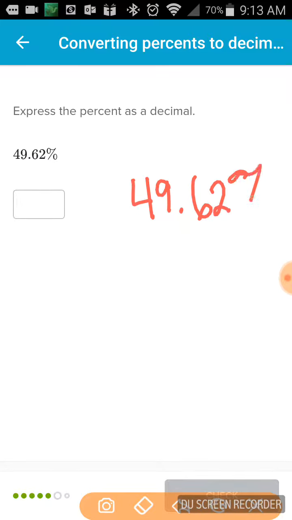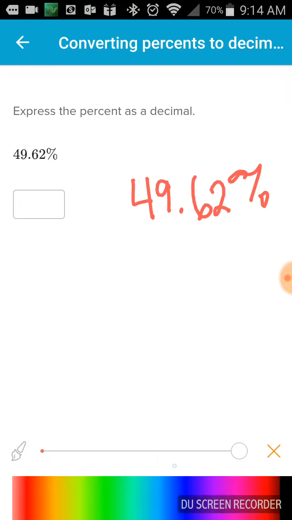49.62%. Two circles need to hide the percent sign, so I need to move it 2 times to the left. So 1 time would be 4.962. 2 times would be 0.4962.